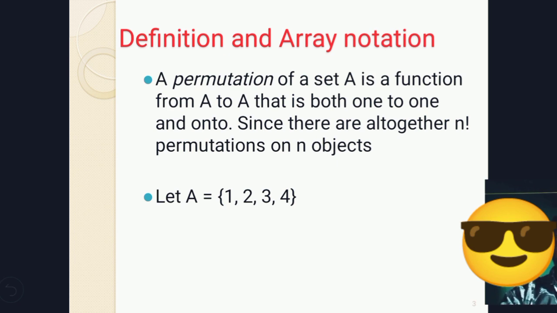A permutation of a set A is a function from A to A that is both one-to-one and onto. Since there are altogether n factorial permutations on n objects, this is the array notation of permutation groups. Let A be equal to the set {1, 2, 3, 4}.